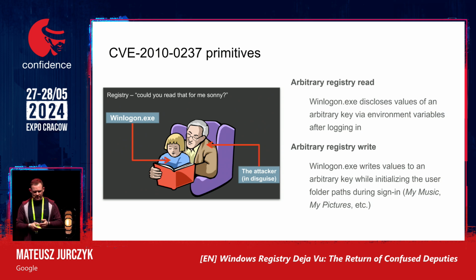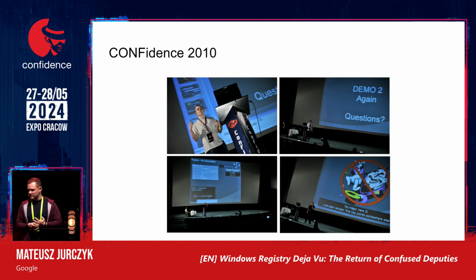So here is one slide from the presentation that we did at Confidence with Gynvael 14 years ago. And basically here we are the grandpa, and we are asking winlogon to read some values from some system hive that we normally wouldn't be able to read. So we got both the read primitive and also an arbitrary registry write, where we would be able to redirect a key to a system hive and have winlogon write there, and that would allow us to elevate our privileges. Just a little throwback to Confidence 2010.